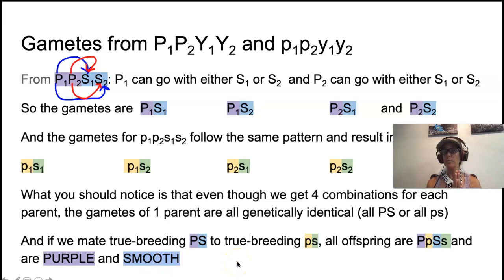This is the same process as for the monohybrid cross. A true breeding dominant with a true breeding recessive, offspring have to be heterozygous. Just that now we have two characteristics. So they're heterozygous for shape and heterozygous for seed color. And now we are seed shape and seed color. And so we end up with purple and smooth.